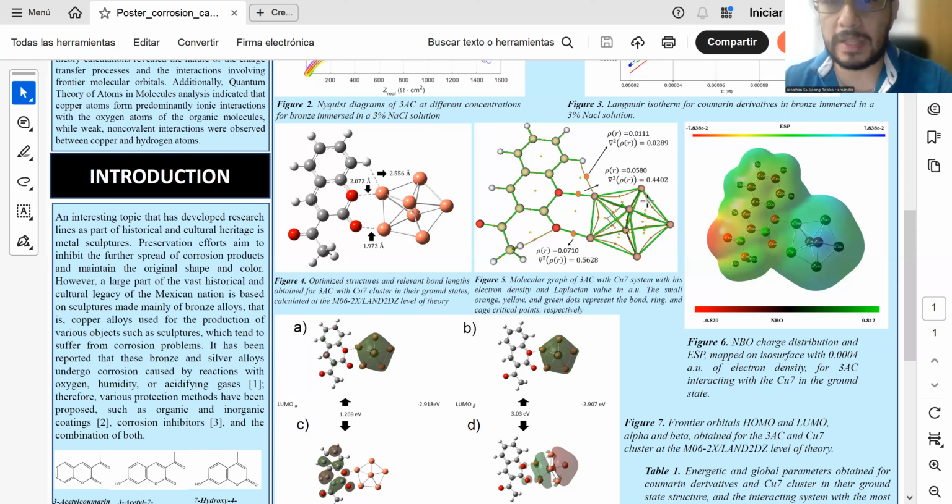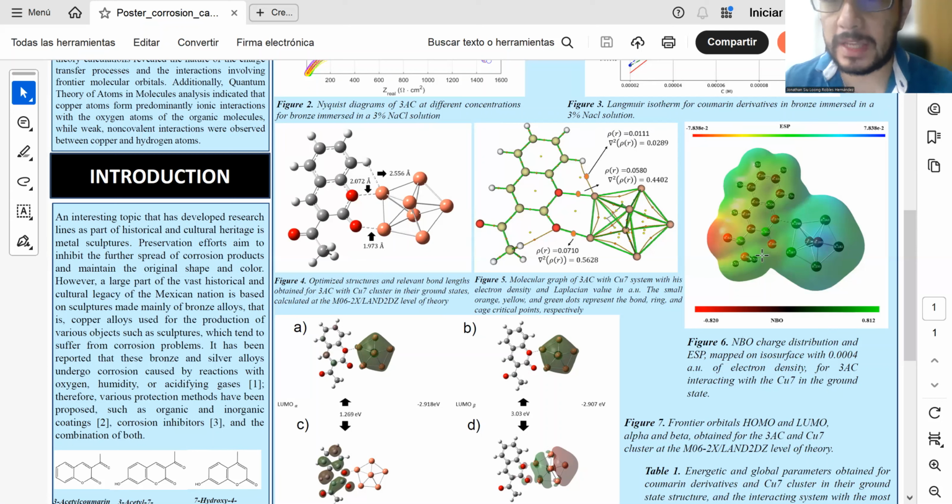In figure 5, we can see a molecular graph that we obtained for the QTAIM analysis. We could see that in these orange points, we have that the interactions and the chemical bond between oxygen and copper are ionic bonds, and between the hydrogen and the copper are weak bonds, considering the values of the electron density and the Laplacian of the electron density.